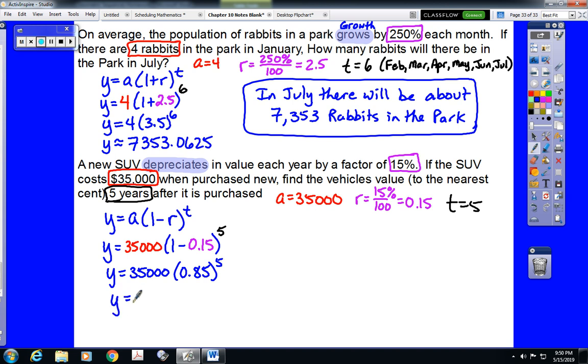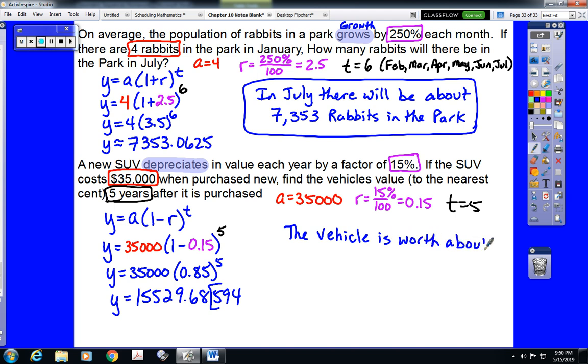Which gives us 15529.68594 off of the calculator. We're going to round that to the nearest cent. So we're rounding here, which means we're going to round that 8 up to a 9. So we would say the vehicle is worth about $15,529.69 5 years after it is purchased.